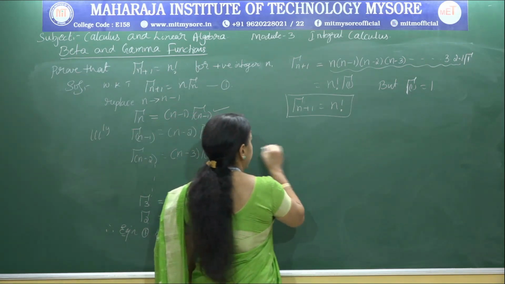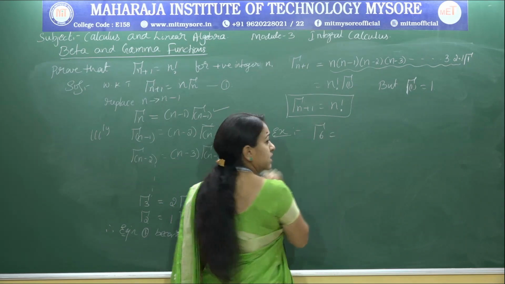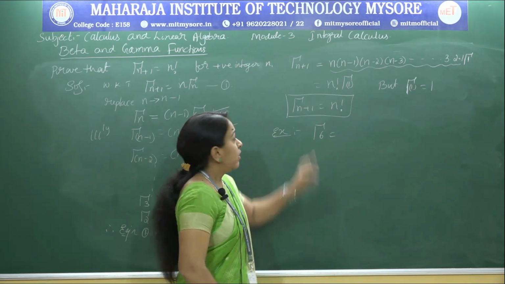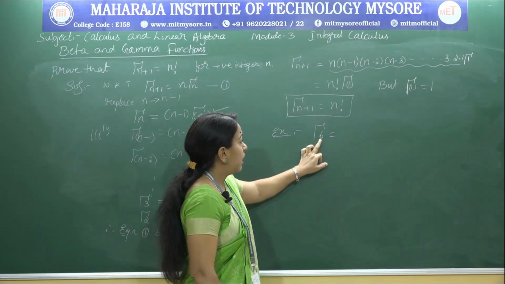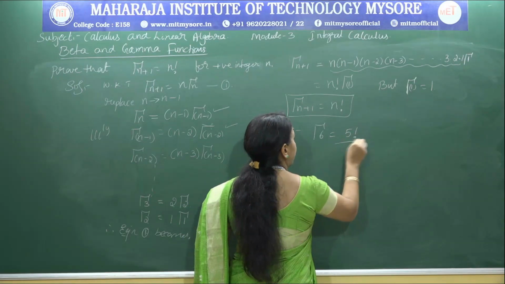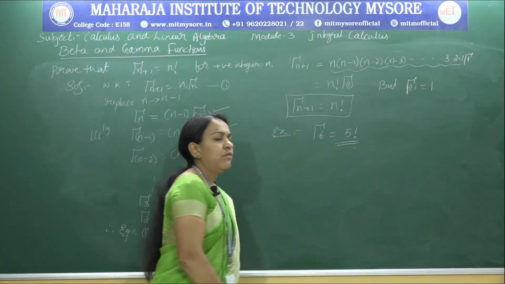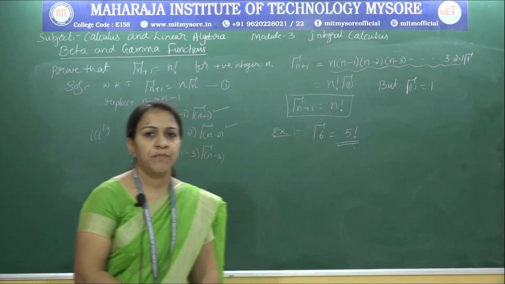So, whenever we have gamma 6, it is nothing but n plus 1 with previous number n, right. Similarly, 6 with previous number 5. So, I can write it as 5 factorial. So, whenever we have gamma 6, it is nothing but 5 factorial.